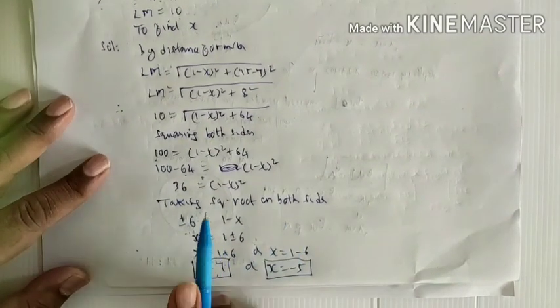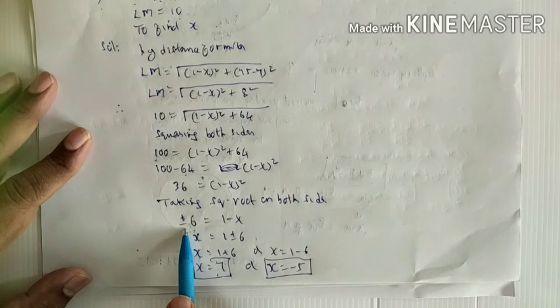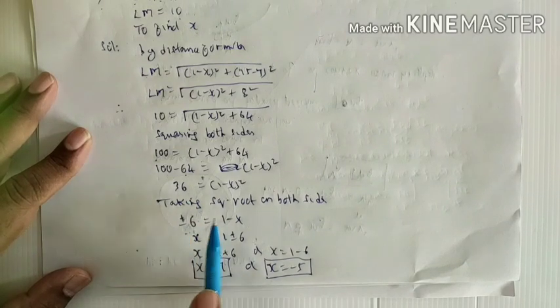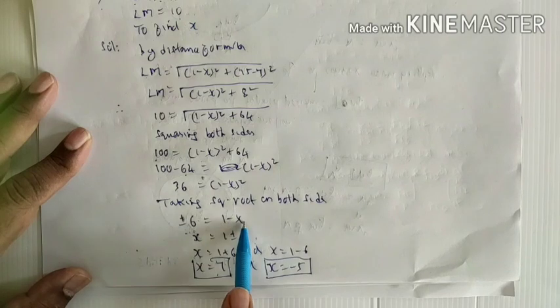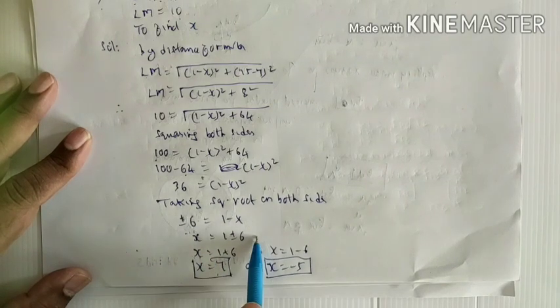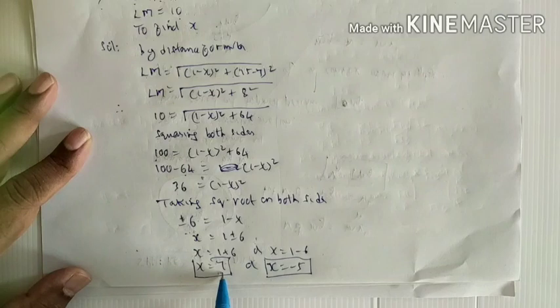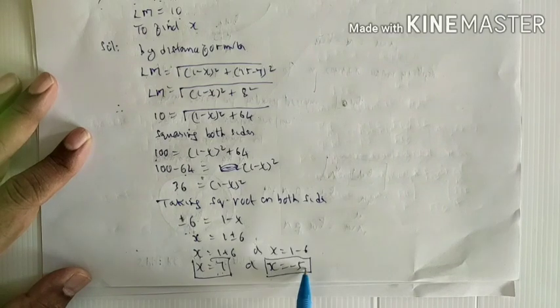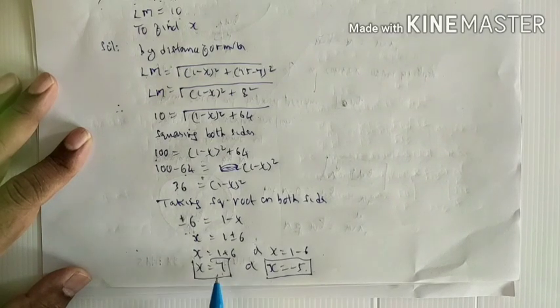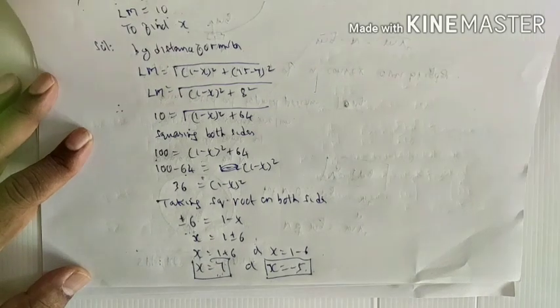Now taking square root on both the sides, the square root of 36 is plus or minus 6. Plus 6 or minus 6 is equal to 1 minus x. Bring it to the left side, we get x is equal to 1 plus or minus 6, so x equal to 1 plus 6, or x equal to 1 minus 6. If x is 1 plus 6, then 7, and 1 minus 6 means minus 5. So here we are getting two values: x equal to 7 or x equal to minus 5. Simple sum.